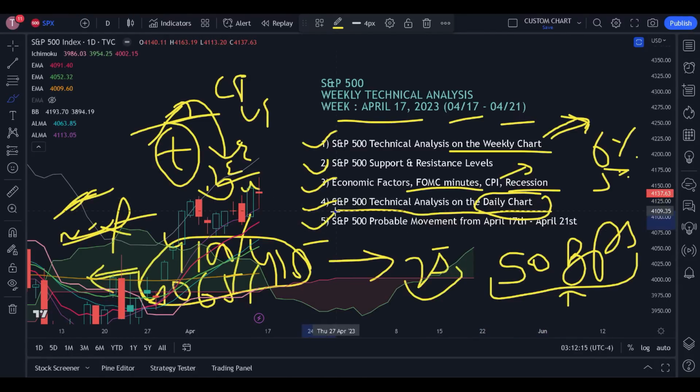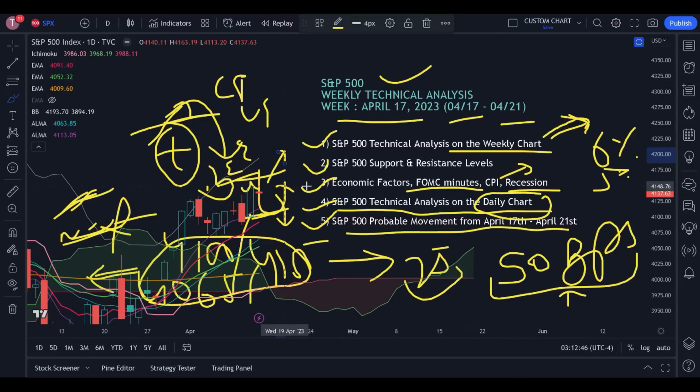Then finally, in the fifth point of the agenda, we will talk about the probable movement of the S&P 500 from April 17th, which is Monday, through April 21st, which is Friday. I will tell you how exactly the S&P 500 is going to move, where it is going to find resistance, where it is going to see a reversal, where it will hold, and where it will retry, and what are the conditions for the downward movement and the upward movement. I will explain each and everything.